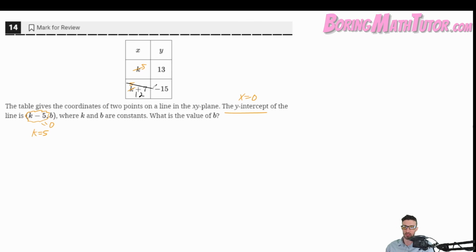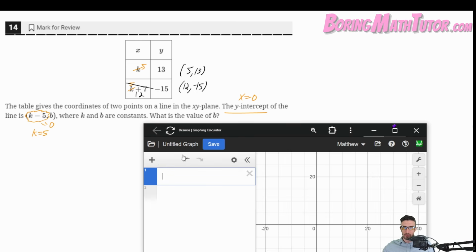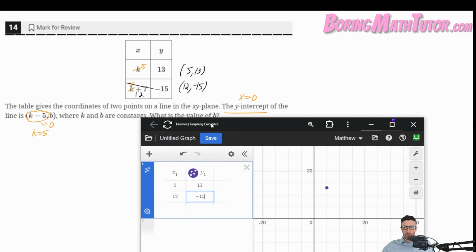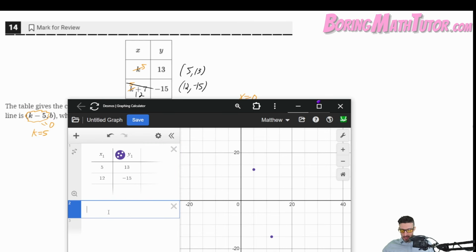So if I want to try to figure out the value of b, then I really just have to figure out how to work with the point (5, 13) and the point (12, negative 15) to figure out my b value. Activate super cheater mode. We're going to do a table. We're going to put the 5 with the 13, and we're going to put the 12 with the negative 15. And then we're going to ask DESMOS, how can I make an equation using y1 as a function of x1?